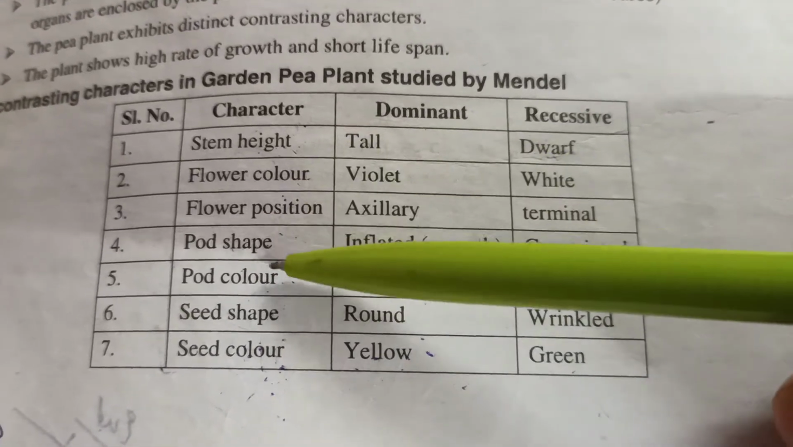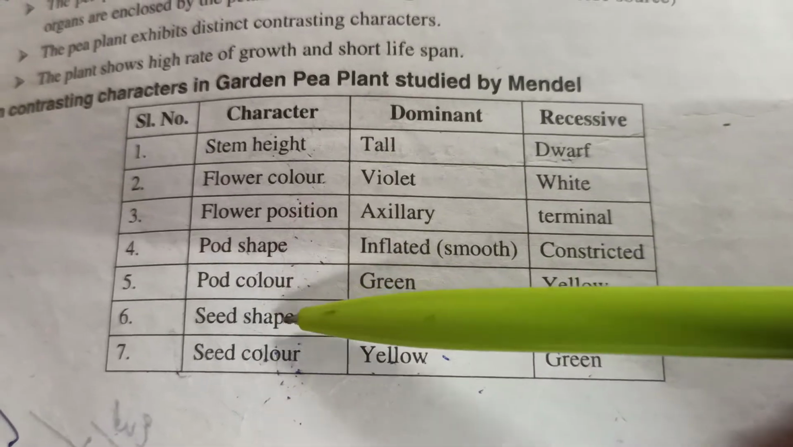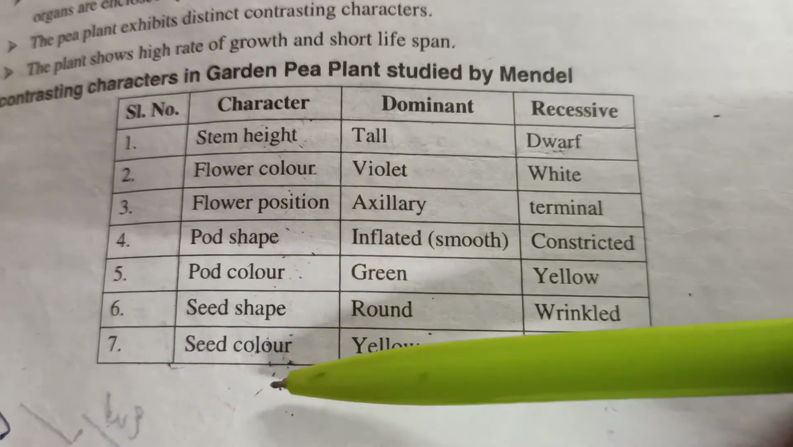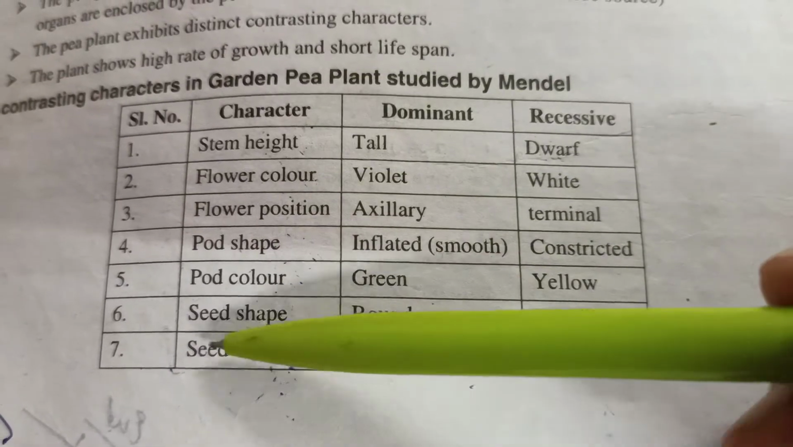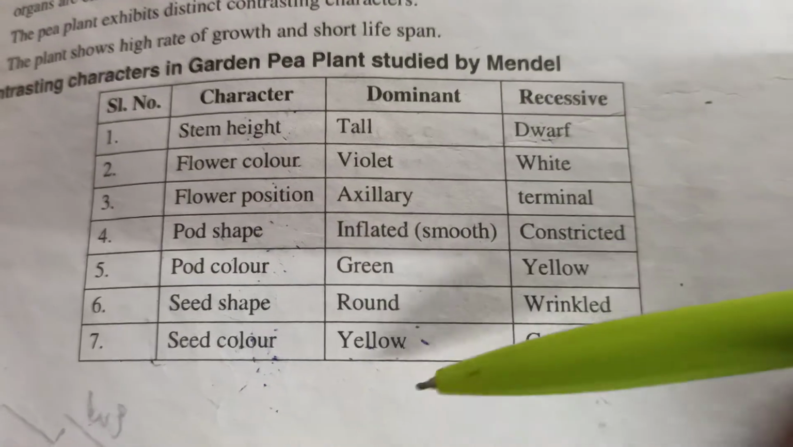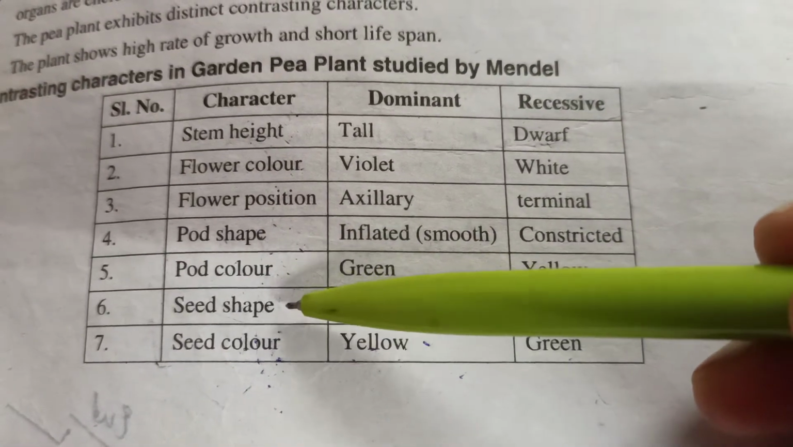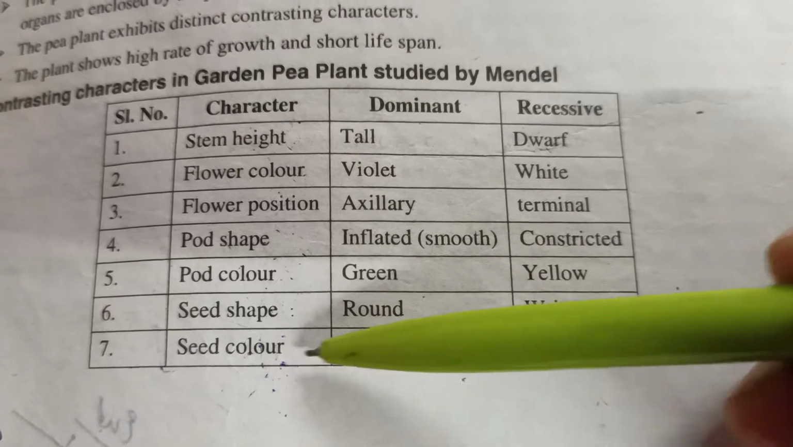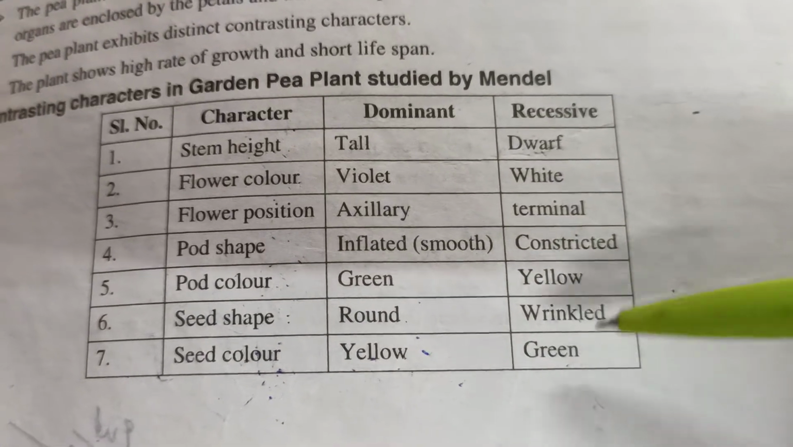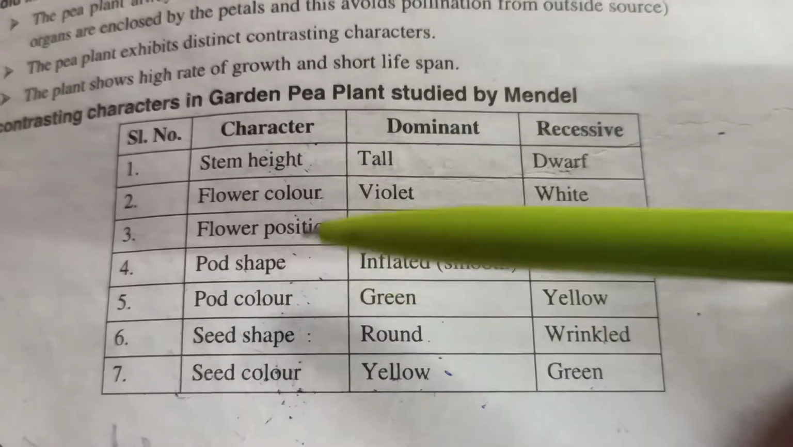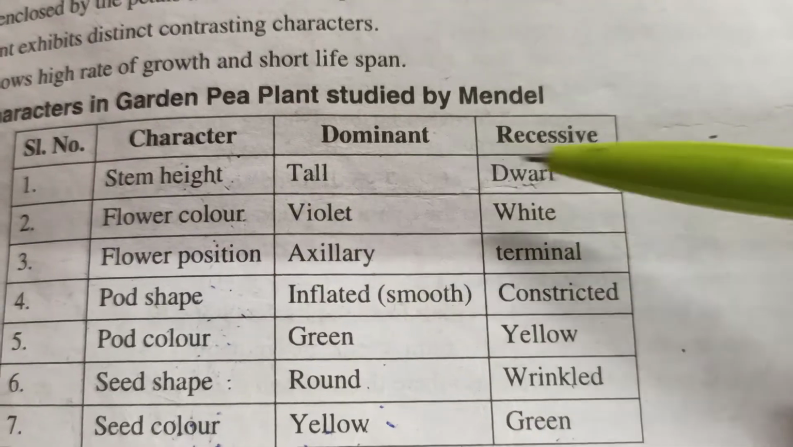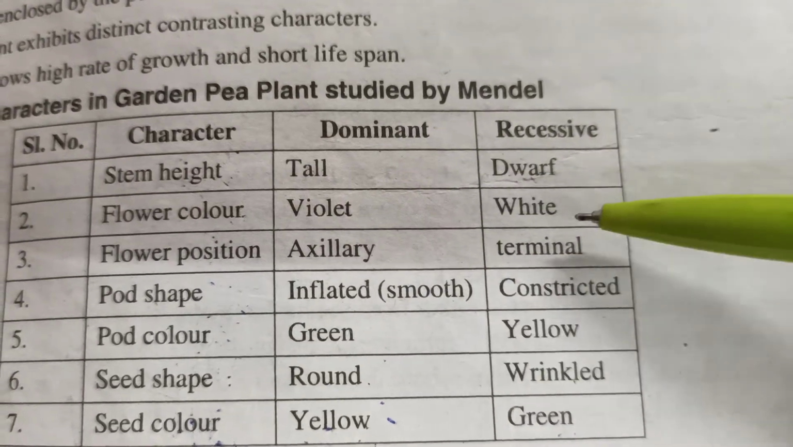You can take stem height with pod shape, or flower color with seed shape, or pod shape with flower color. Out of any of the 7 contrasting characters, you have to select any 2. In the previous video we took seed shape and seed color, that is we crossed round yellow with wrinkled green, and we did the crossing. Now we'll do stem height and flower color, that is tall violet with dwarf white.